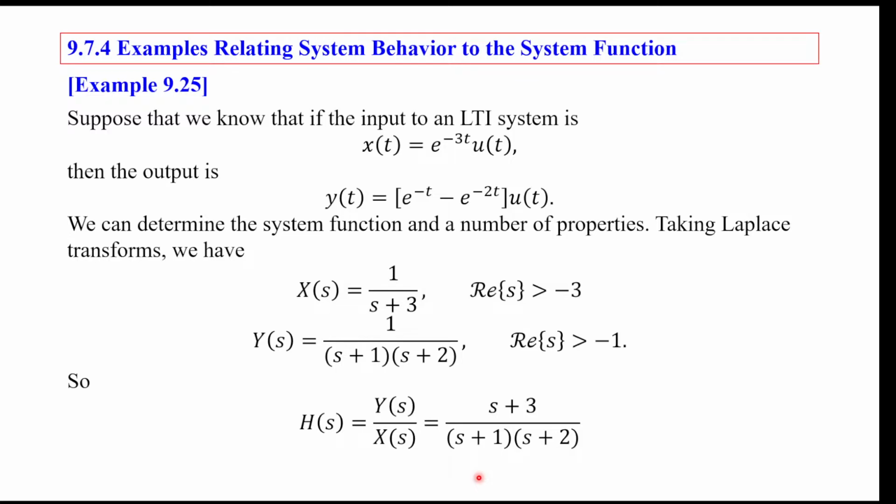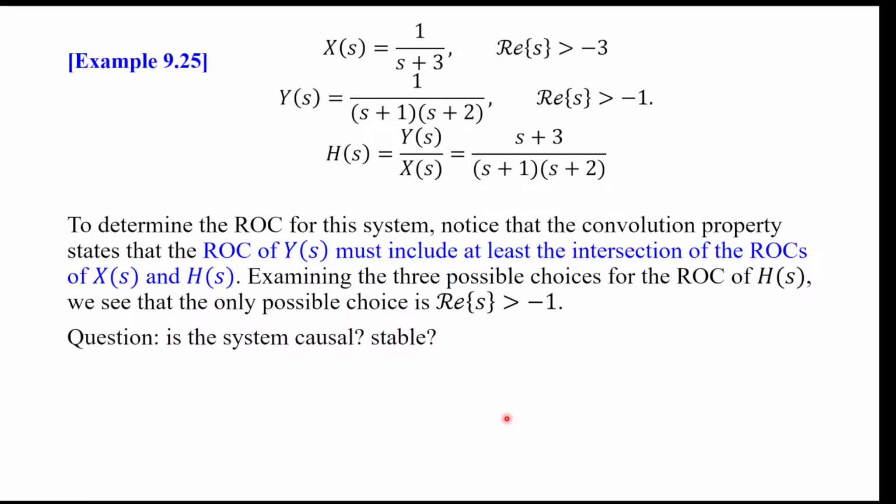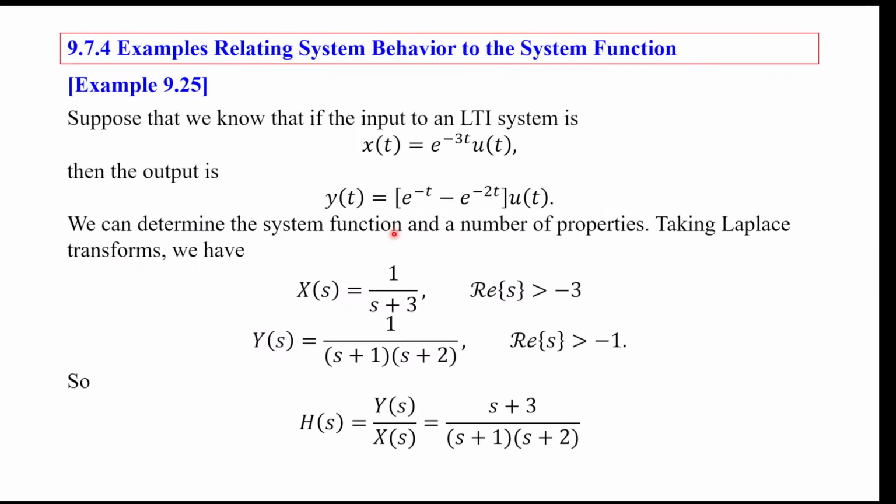Okay, so we have determined the algebraic part of the system function, and now the harder part is we need to determine the RLC of this thing. Now we use the convolution property. The convolution property says that the RLC of this y should... okay, so now it's a bit complicated.